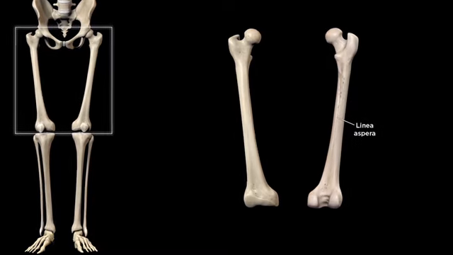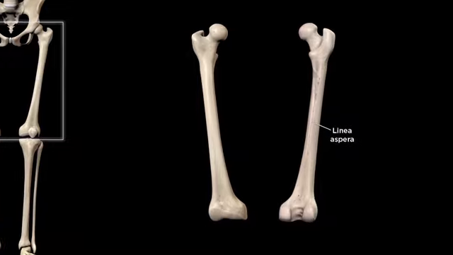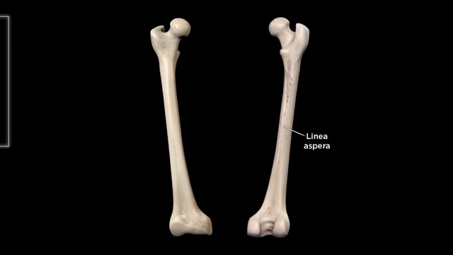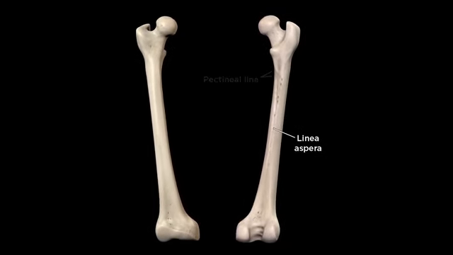The linea aspera begins as the union of 2 other landmarks on the posterior proximal femur: the pectineal line medially and the gluteal tuberosity laterally, which you'll recall was part of the insertion for the gluteus maximus. The pectineal line and gluteal tuberosity come together like the arms of the letter Y to form the linea aspera that passes down the posterior femur.